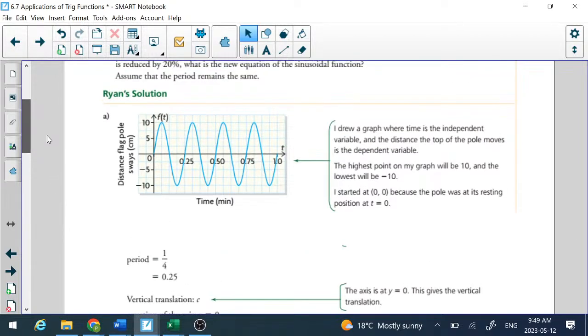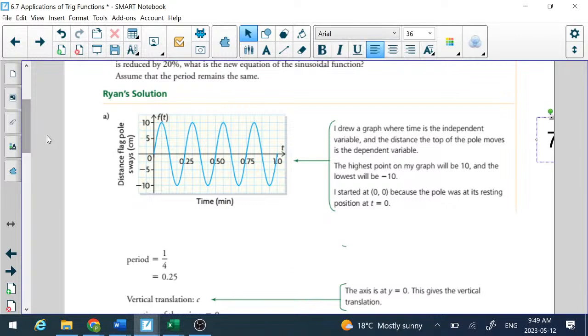Well, you have to pick which one it looks the most similar to. So if you look at that curve, does it look more like sine or like cosine? Well, this is what sine looks like. The y-intercept is at the axis of the curve, at 0, 0. Cosine looks like this.